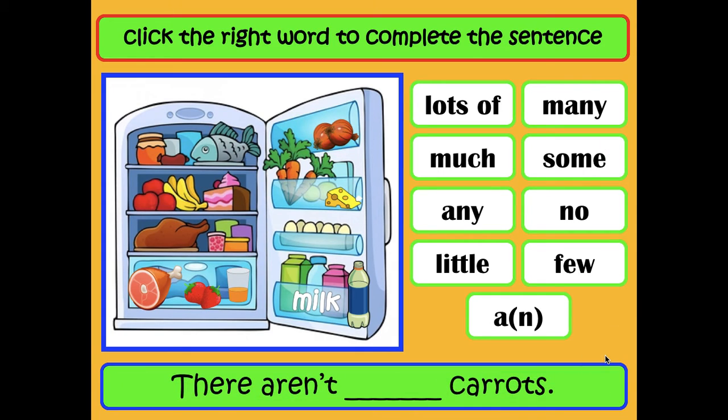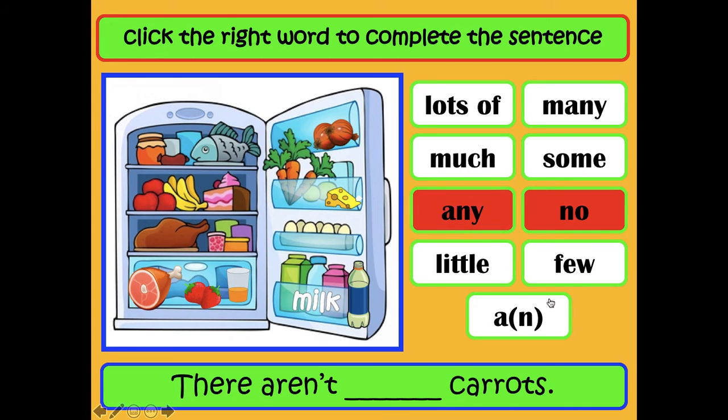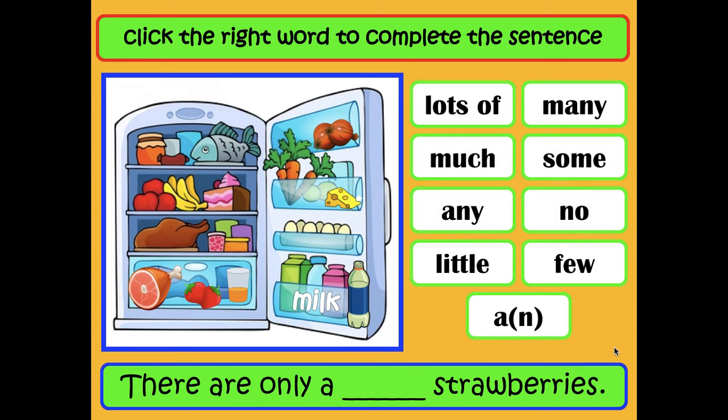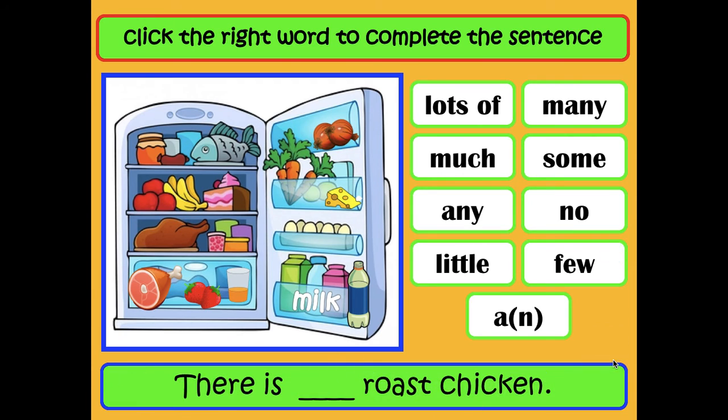The next one, there aren't carrots. There aren't none carrots, no. Any carrots, no. Some, no. Much, no. Many. In this case, we are using many carrots. There aren't many carrots. The next one, there are only a strawberry. There are only a few. We are using there are only a few strawberries in this case.